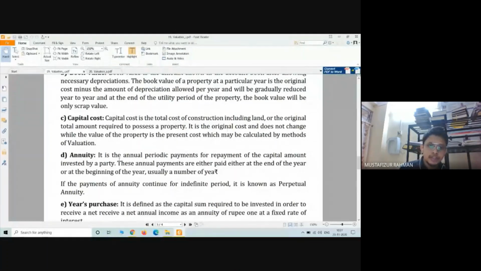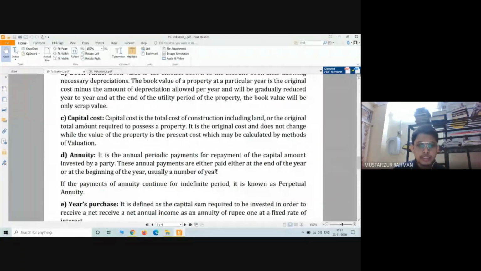Every year, we are giving some amount as repayment of the capital amount. So what is the capital amount? It is the original cost, whatever the cost was. If we constructed it or bought it, the total cost is our capital cost. That much we have invested to acquire the property.